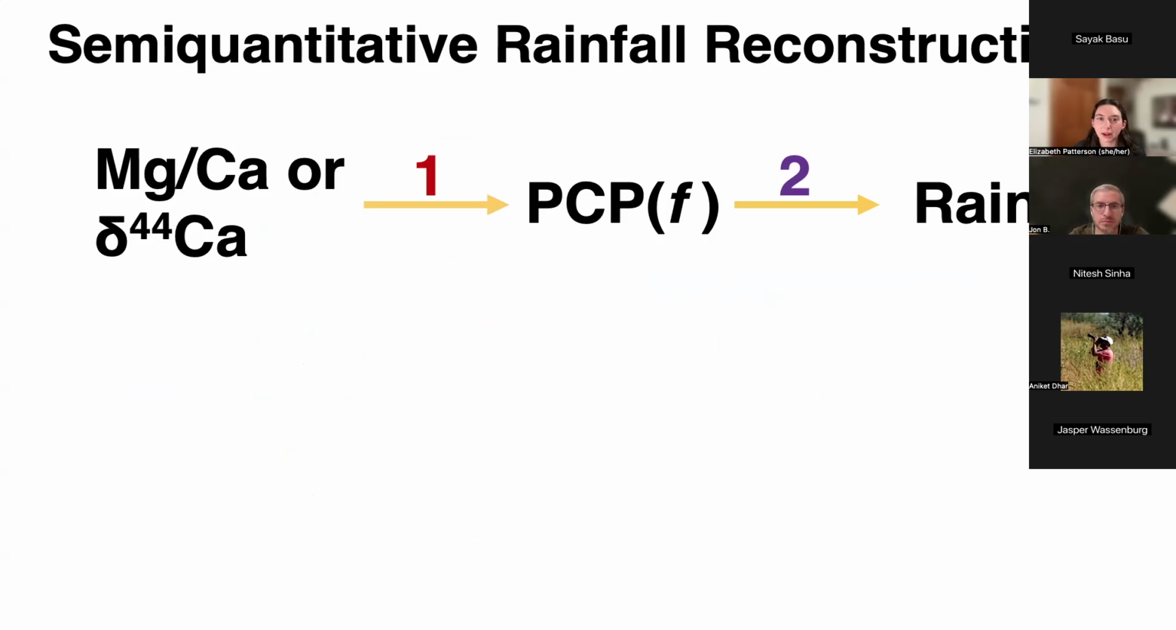I'm going to briefly go through the methods. I don't have a ton of time left, it looks like. The takeaway here is that right now these methods are called semi-quantitative because there are quite a few assumptions that are made. So take the results a little bit with a grain of salt. They're not definitive absolute rainfall amounts.